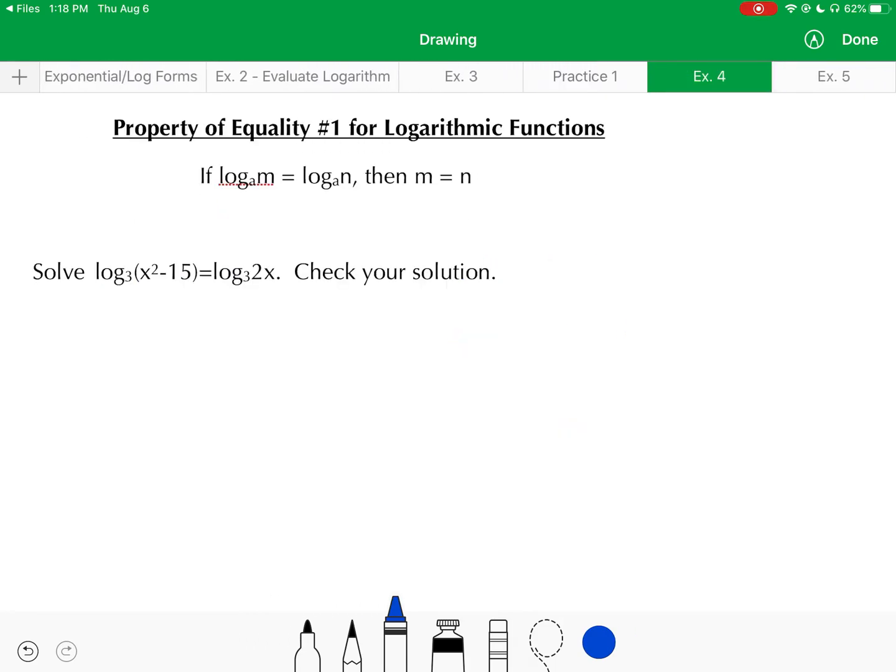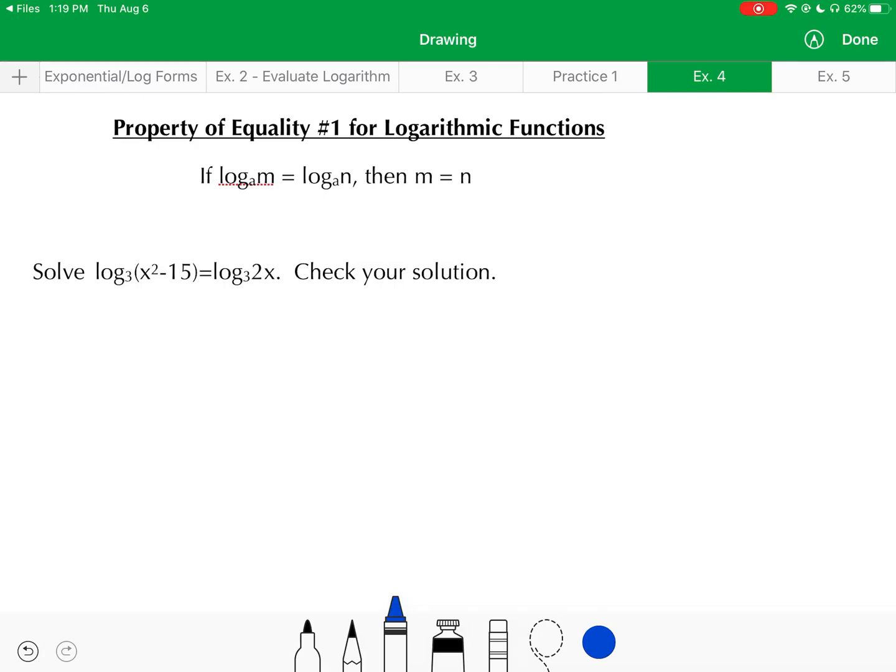All right, we're going to finish up with some logarithmic equations and inequalities. So we have a property of equality for logarithmic functions that says if log base a of m is equal to log base a of n, then that means the arguments of those logarithms have to be equal to each other. M has to equal n. So that's only going to work if the two logarithms have the same base. All right. So we can apply that to this equation.